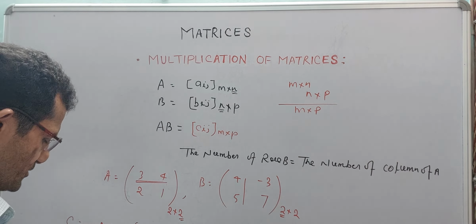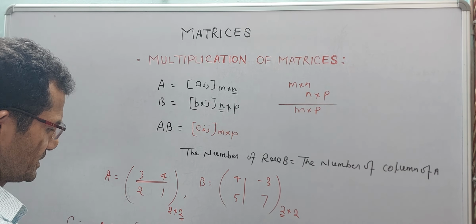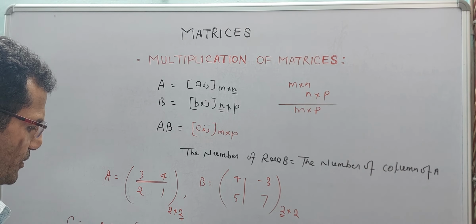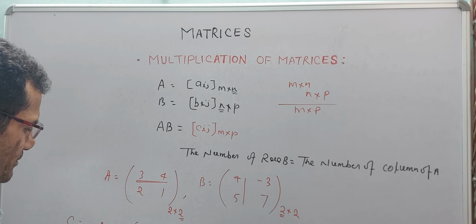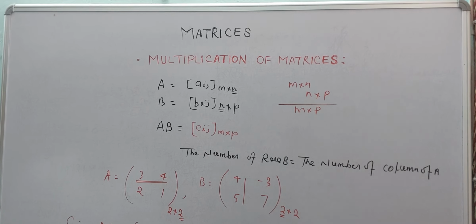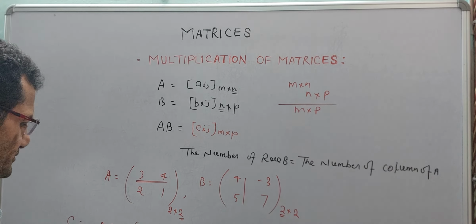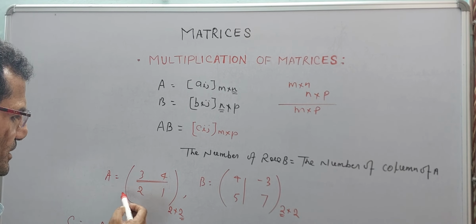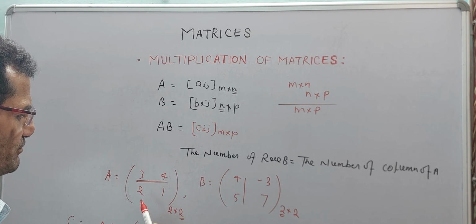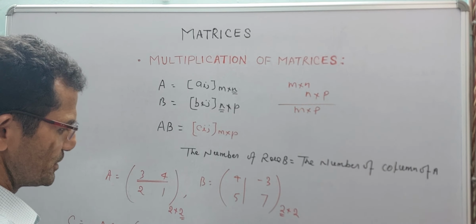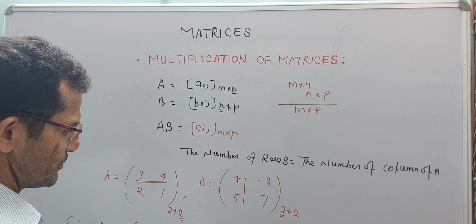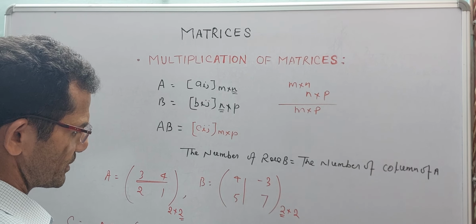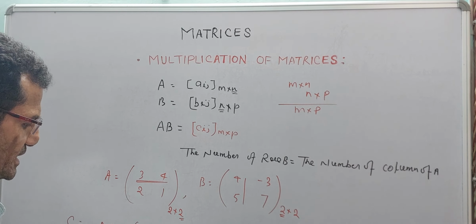Now for the second row, first column, we take the second row of the A matrix and the first column of B. If I multiply, it is 2 cross 4 plus 1 cross 5. This is the element.